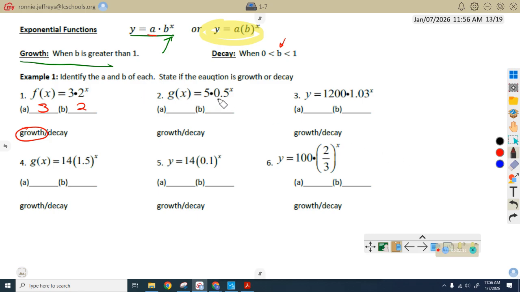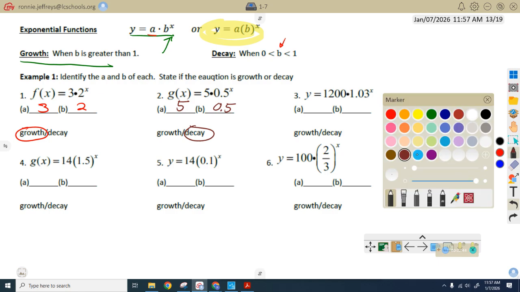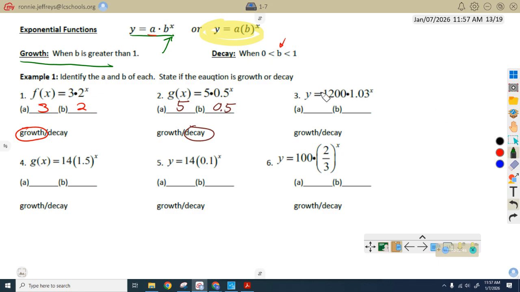So, number 2. What is our a for number 2? No, our a for number 2 is not b. Good try. What is our b? 0.5. Yes, it's going to be decay because it's between 0 and 1. All right, what is on 3?